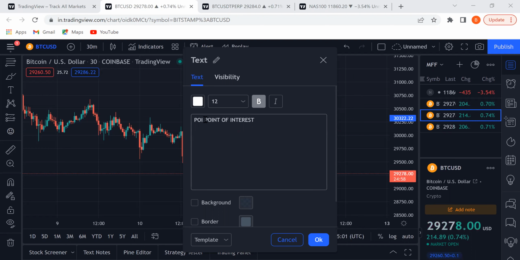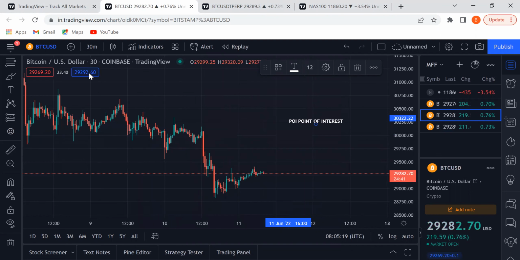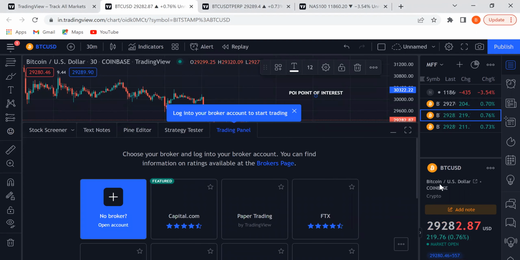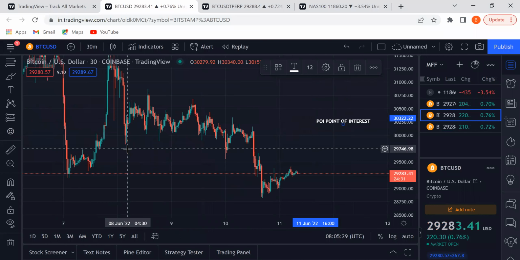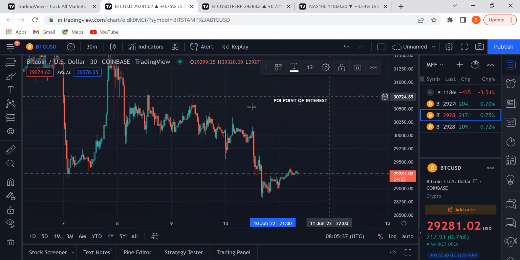Now, what is POI? POI simply means point of interest. That means that is where you are interested in trading. You understand? You can't just come open your charts and start clicking on buy and sell. No, you can't be doing that. You must have a point in the market where you are interested in trading. So that point is what we call POI, point of interest.